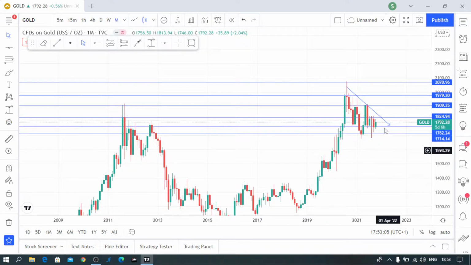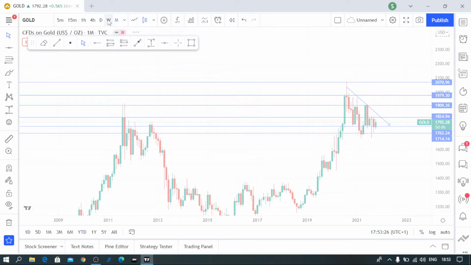Today we're only going to be looking at 1760, as well as 1820 to 1825. That's where we're only going to be focusing, because the market is trading between those two levels, between those two prices.